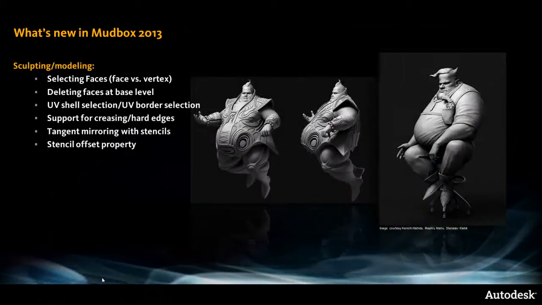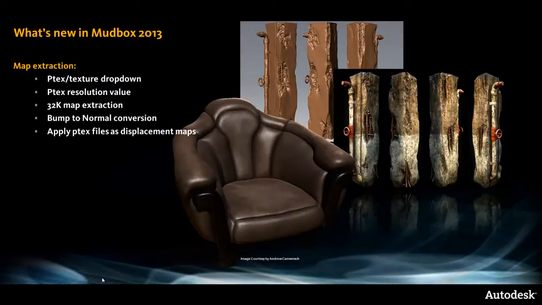With regards to sculpting and modeling, we now have the ability to select faces. You can delete faces at the base level or select shells and borders, as well as support for creasing and hard edges, which started in the SAP of the previous release. We can tangent mirror with stencils and have a stencil offset property. For map extraction, we have a PTEX dropdown and a resolution limit, a 32K map extraction value, bump to normal conversion in paint layers, and applying PTEX files as displacement maps can all be done from the Mudbox UI.